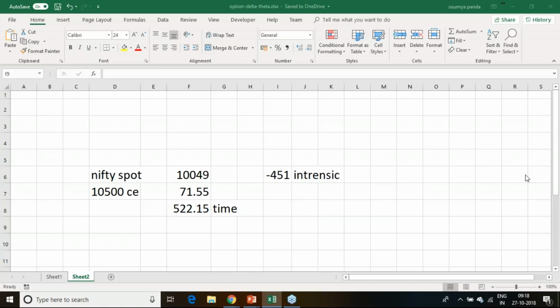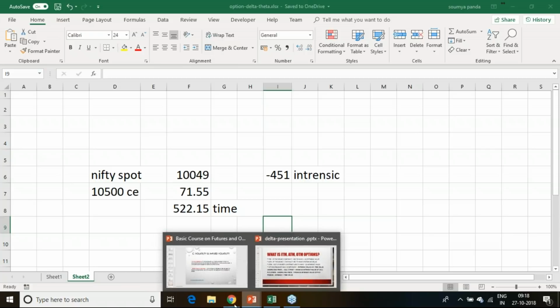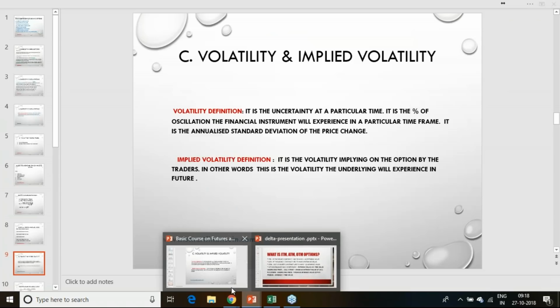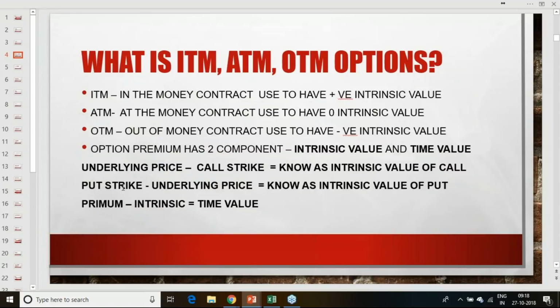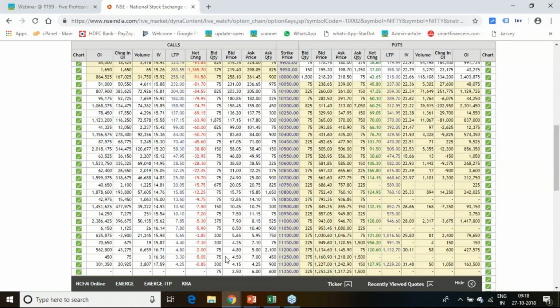So this is what you have seen for the call option. For a put option, the only thing that is different is the intrinsic value calculation: put strike minus underlying price. We will go the same way for the put. We will be seeing one in the money put and one out of the money put.